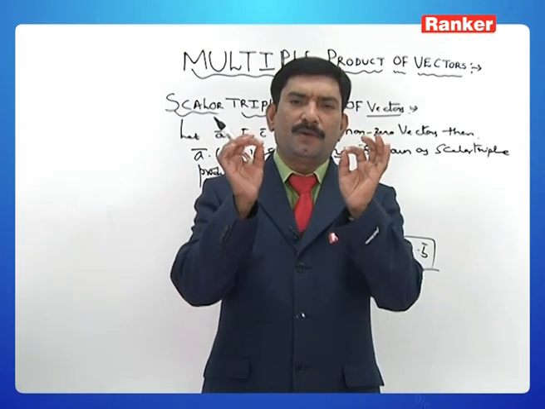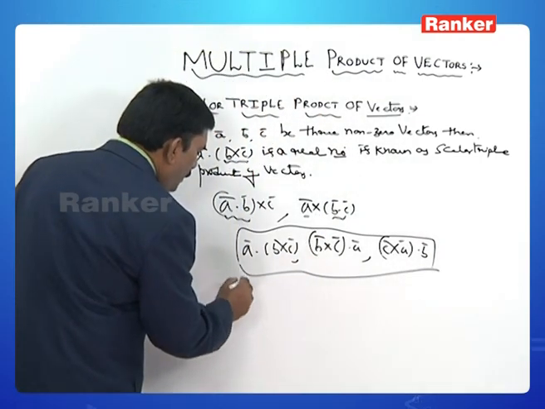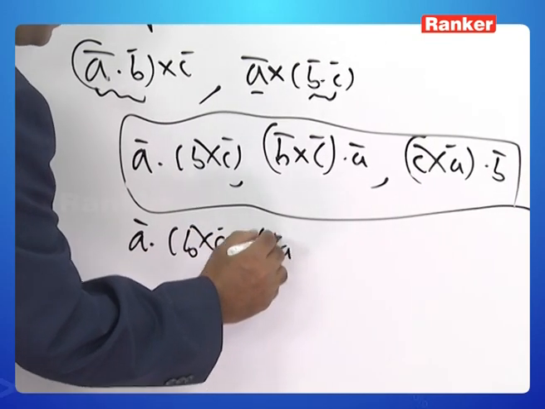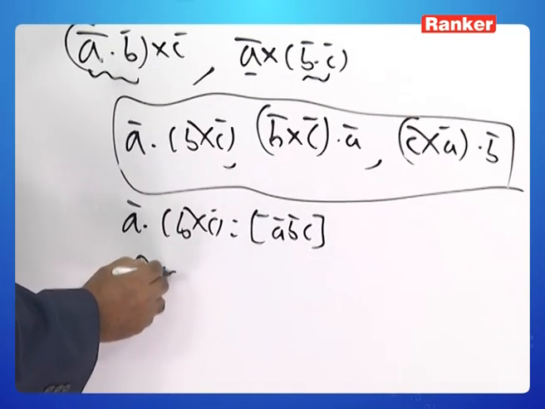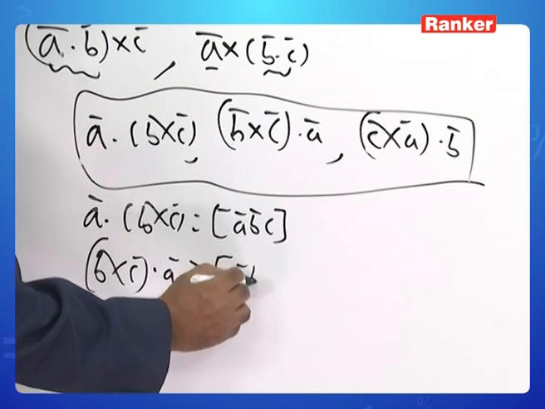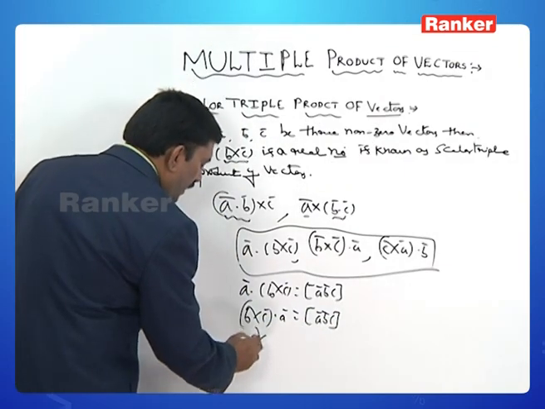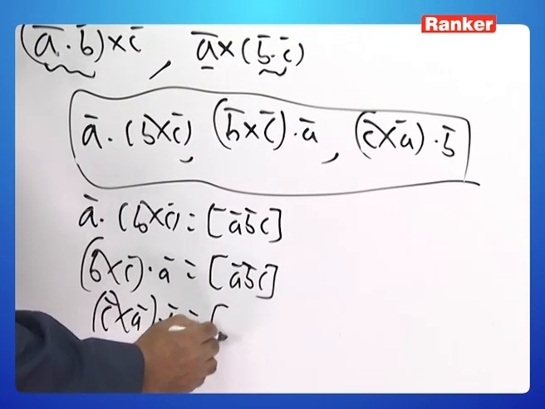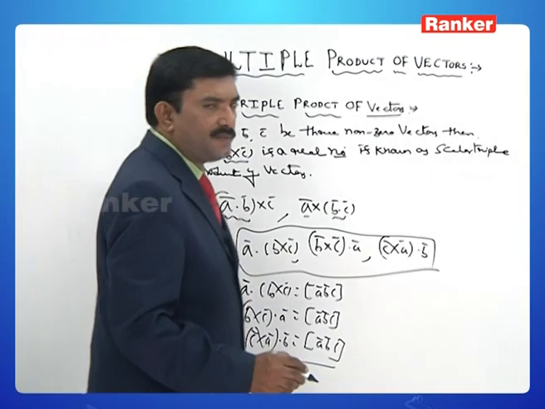Now all these scalar triple products are denoted by a single notation. What is that? I can write A dot of B cross C as box of A, B, C. This can also be written as B bar cross C bar dot A bar, which is also box of A bar, B bar, C bar. Meanwhile, C bar cross A bar dot B bar is also nothing but box of A bar, B bar, C bar.